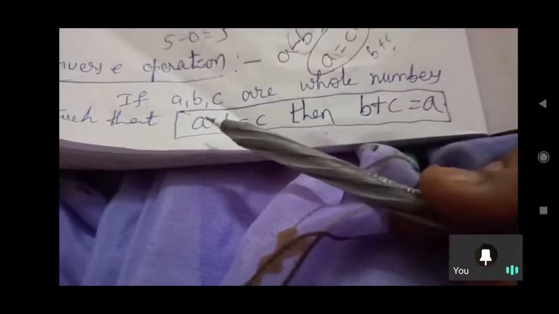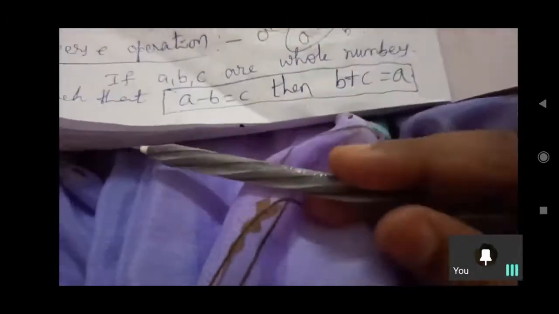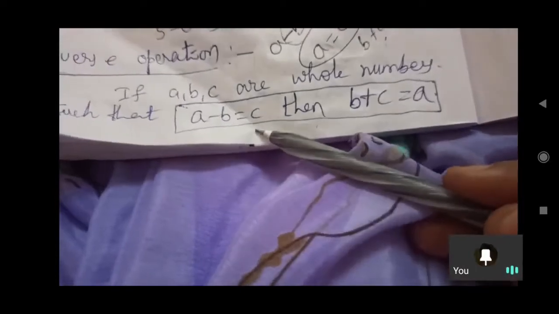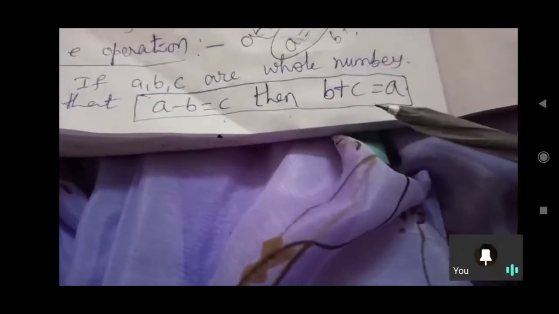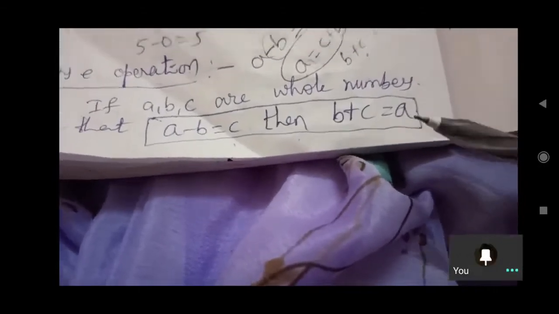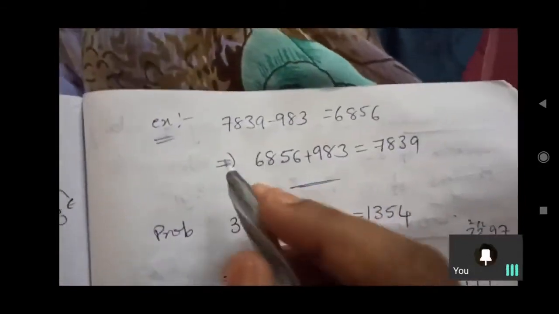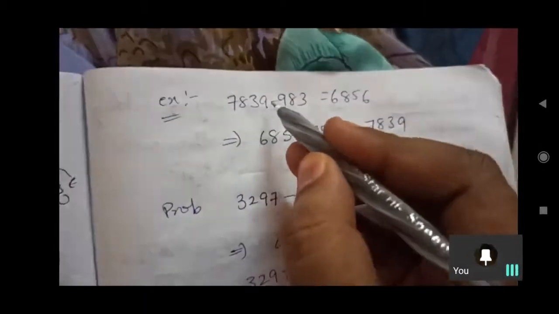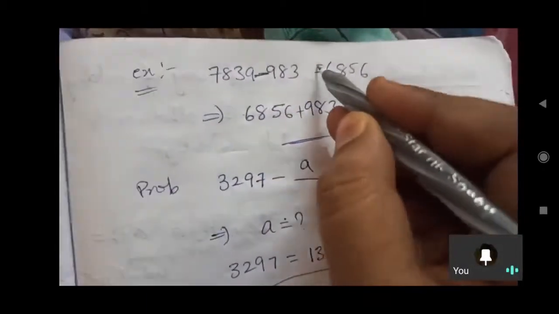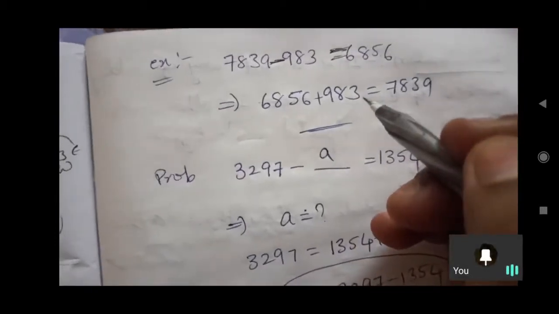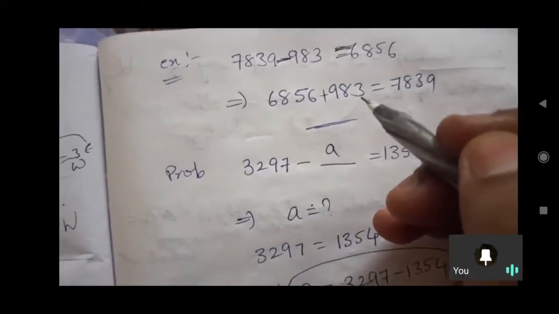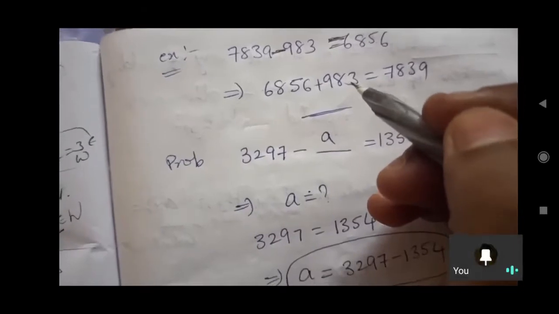So if A, B, C are whole numbers such that A minus B is equal to C, then B plus C is equal to A. This is the inverse operation, the inverse property. So for example, see, 7839 minus 983 is equal to 6856. These type of problems we have done in decimals.